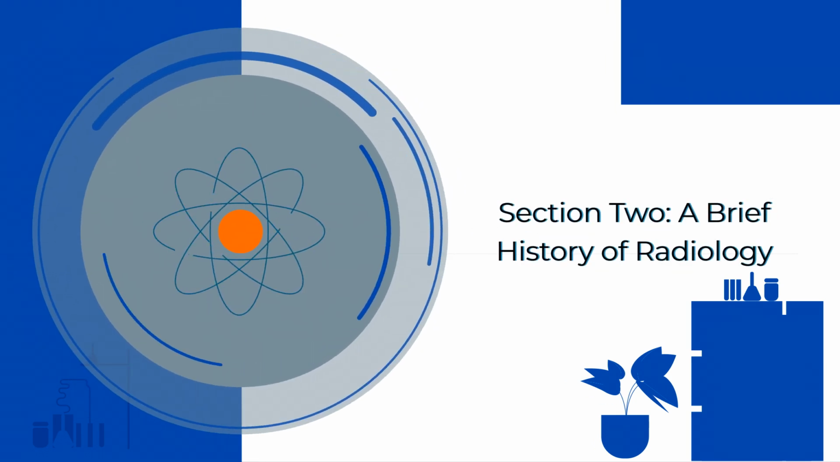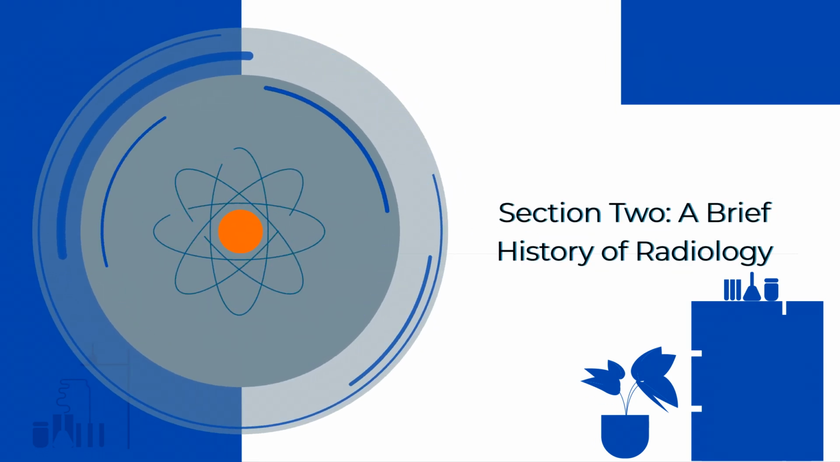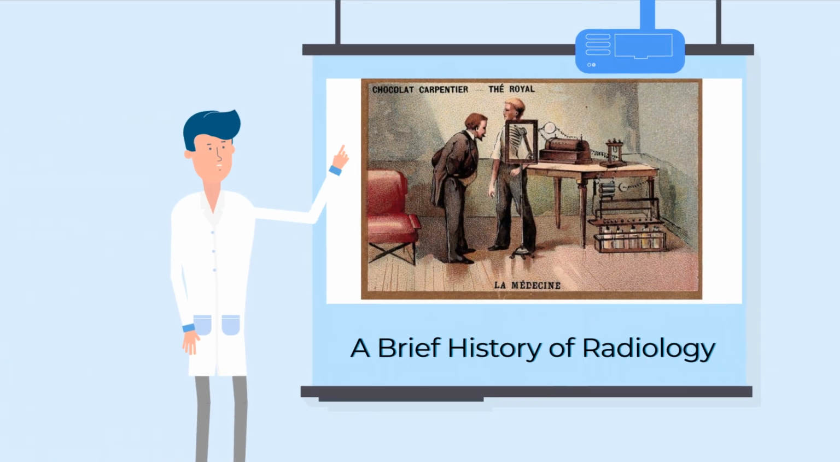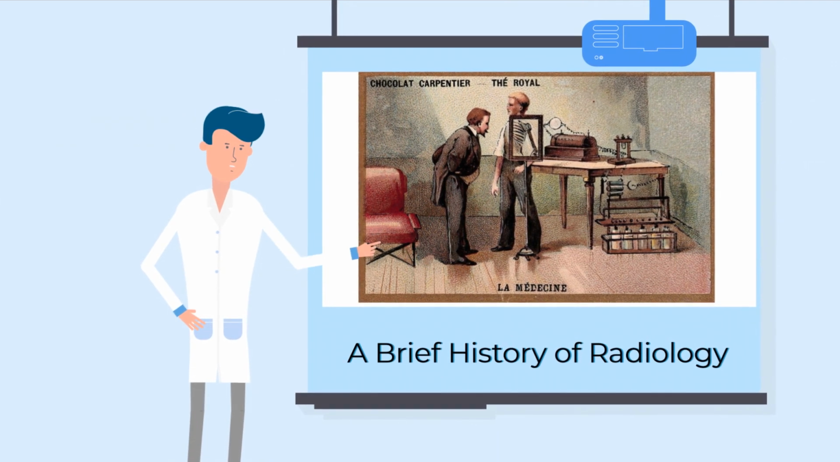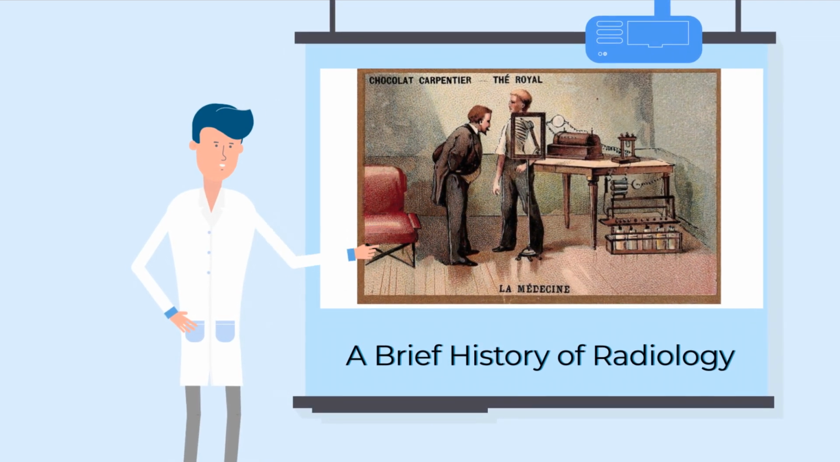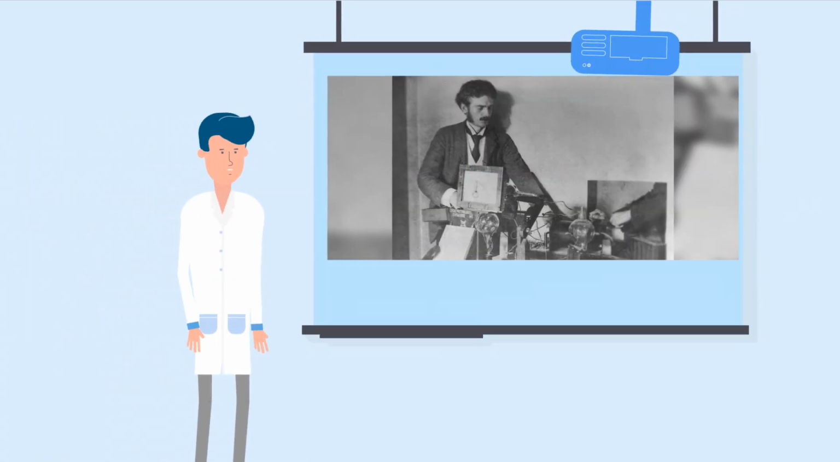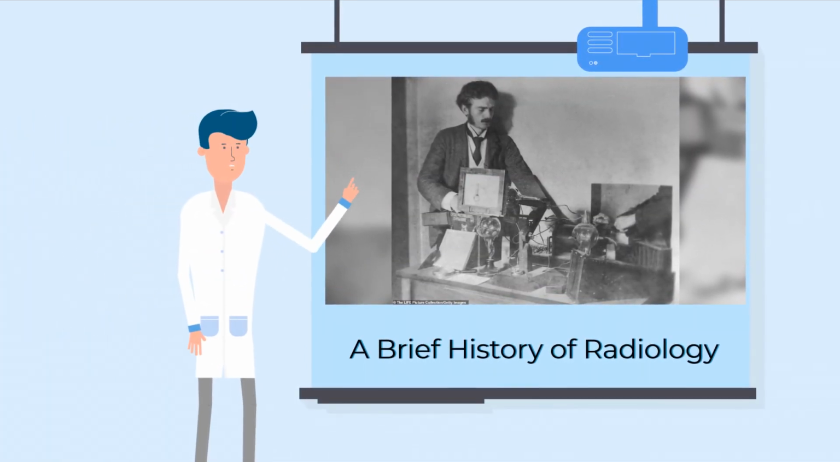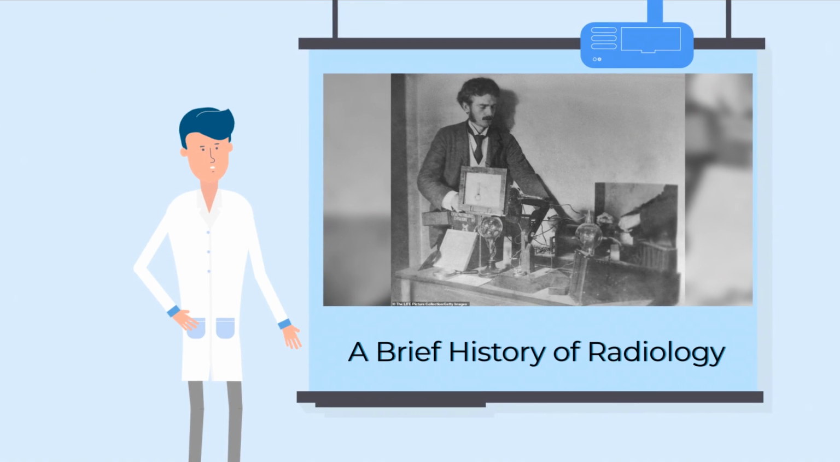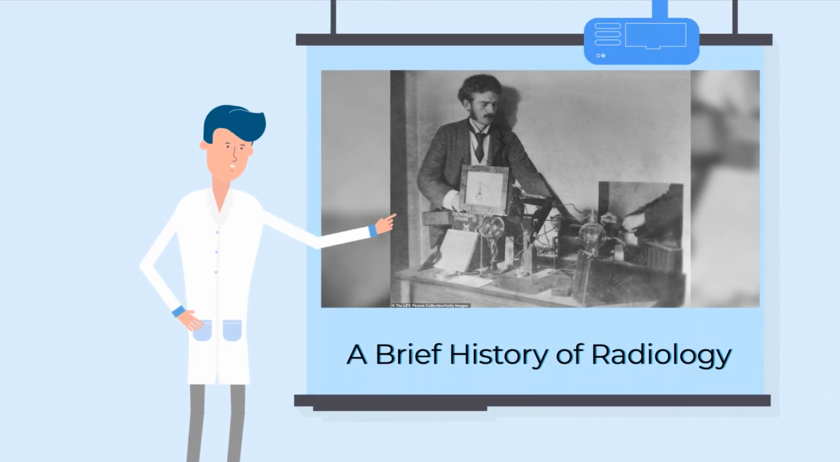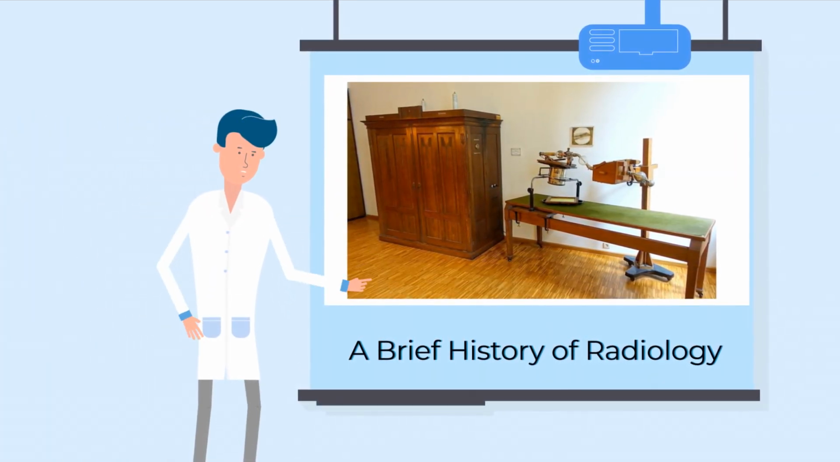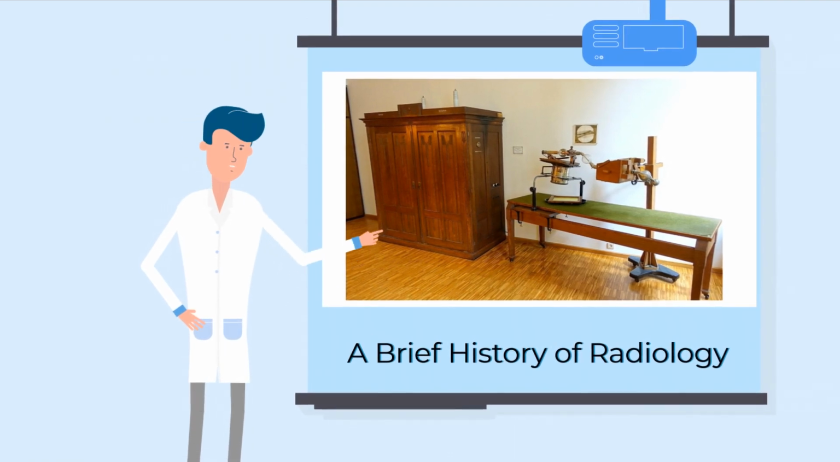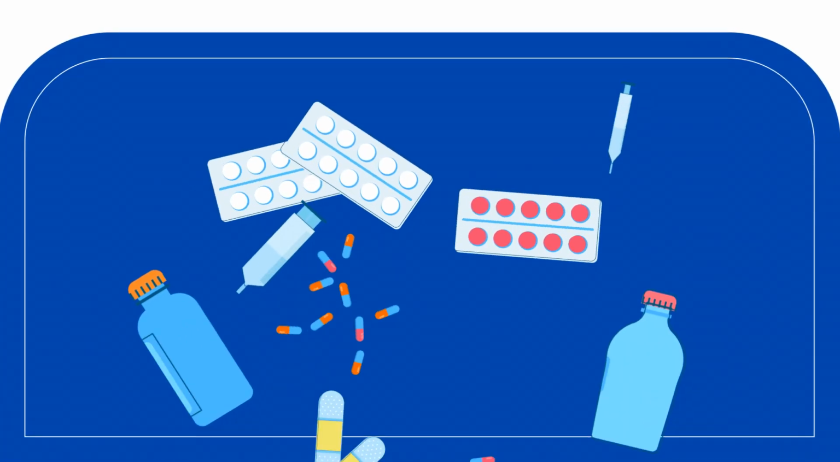Section 2, a brief history of radiology. Let's take a step back in time to understand how radiology came to be. It all began in 1895 when Wilhelm Conrad Röntgen discovered the X-ray, a breakthrough that transformed a scientific curiosity into a cornerstone of modern medicine. In the early 1900s, X-ray equipment was mostly operated by independent businessmen, think chemists, engineers, and electricians. Patients were referred to these operators by physicians for diagnostic or therapeutic services.